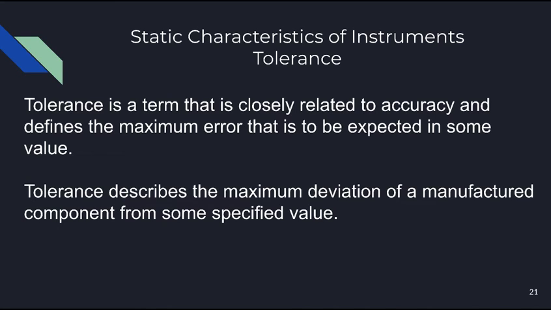Tolerance is a term that is closely related to accuracy and defines the maximum error that is expected in some value. While it is not, strictly speaking, a static characteristic of measuring instruments, it is mentioned here because the accuracy of some instruments is sometimes quoted as a tolerance value. When used correctly, tolerance describes the maximum deviation of a manufactured component from some specified value. For instance, crankshafts are machined with a diameter tolerance quoted as so many microns. And electrical circuit components, such as resistors, have tolerances, maybe 5%.